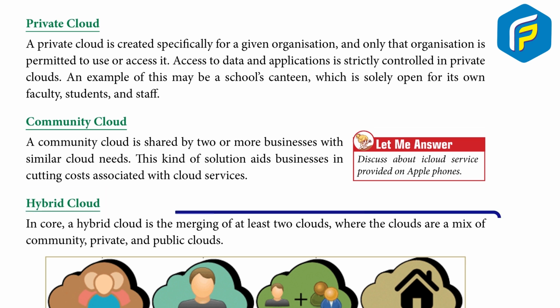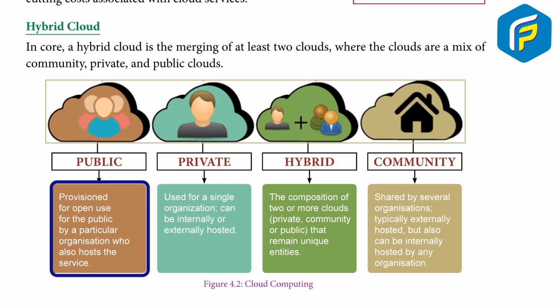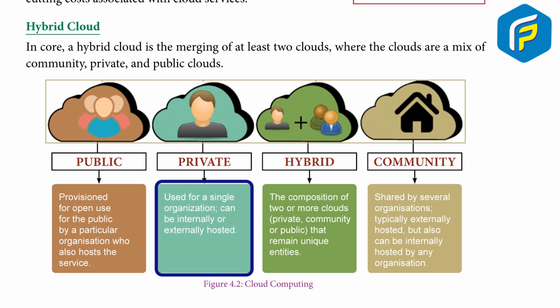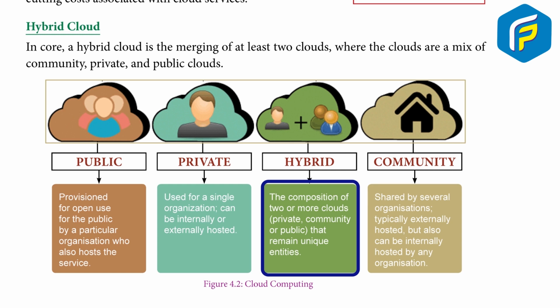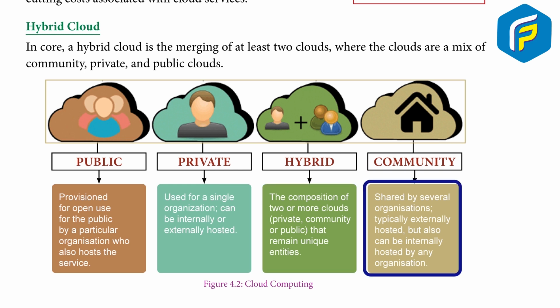Hybrid cloud. At its core, a hybrid cloud is the merging of at least 2 clouds, where the clouds are a mix of community, private and public clouds. Public, provisioned for open use by the public by a particular organization who also hosts the service. Private, used for a single organization, can be internally or externally hosted. Hybrid, composition of 2 or more clouds, private, community or public, that remain unique entities. Community, shared by several organizations, typically externally hosted, but can also be internally hosted by any organization.